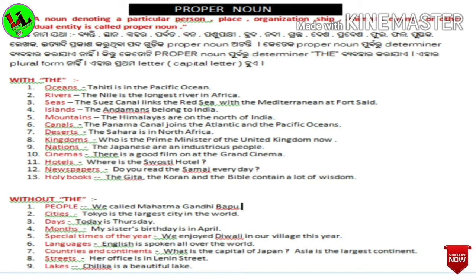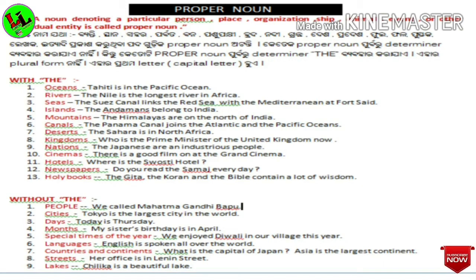Then before the names of months, my sister's birthday is in April. April is the name of a month. And there is no the before it. And fifth point is special times of the year. We enjoyed Diwali in our village this year. Diwali is a special time or a special festival. Then before the names of languages, English is spoken all over the world. English is the name of a language.